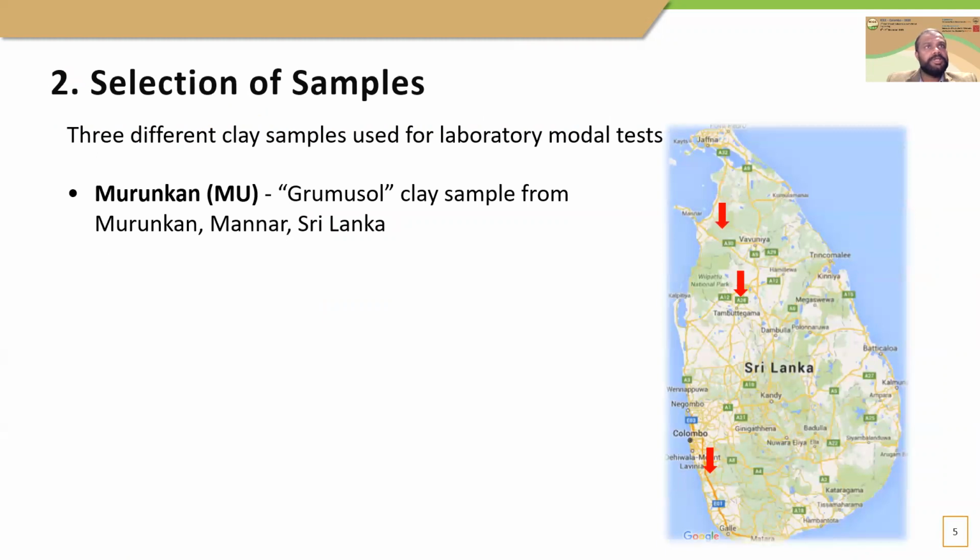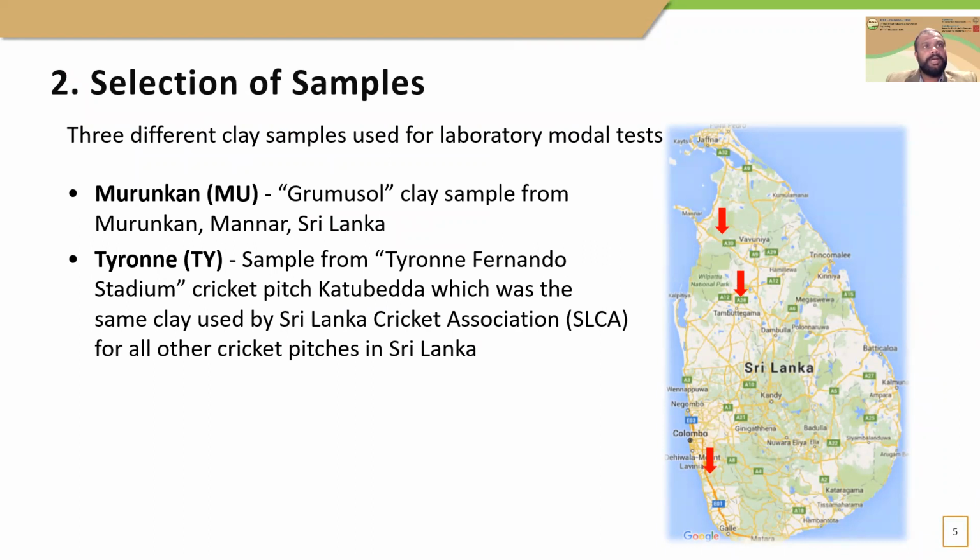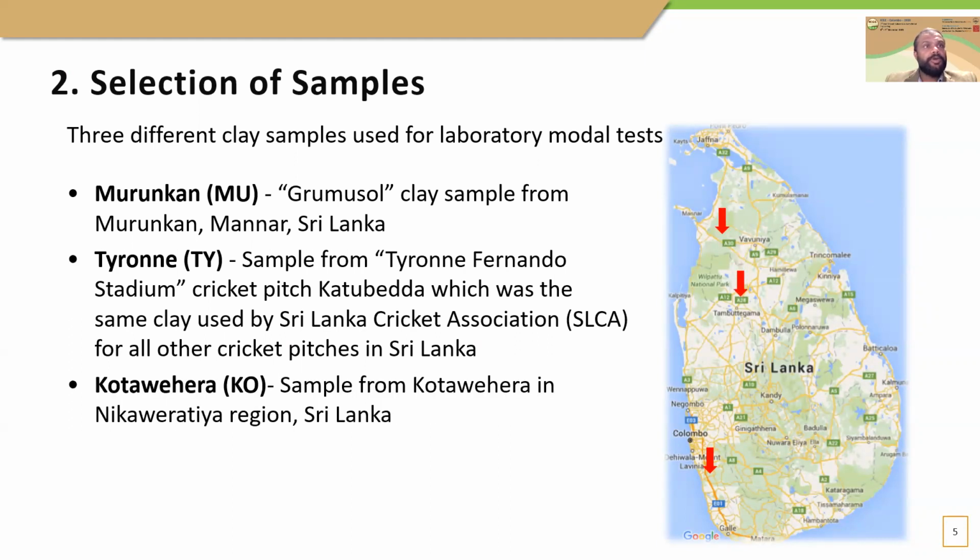Moving on to the sample selections. The first sample was taken from Moratuwa, which is named as the groom soil clay sample. It's a high plasticity clay and an uncontaminated clay, which is found as a deposit in Yodhaweva in Sri Lanka. The second one is the Tyrone clay, which represents all the test venues in Sri Lanka, where there's only one distributor of the clay to the cricket pitches. Next we move on to the Perera sample from the Perera region, which is another vastly spread clay, which is a CH clay as well.